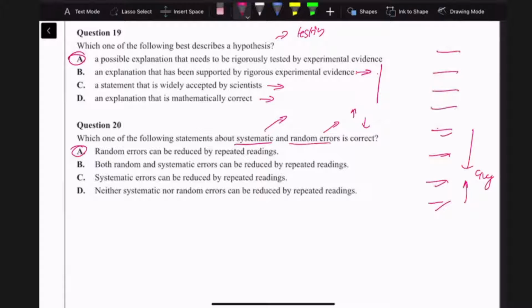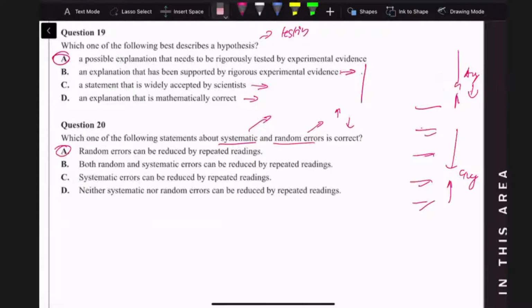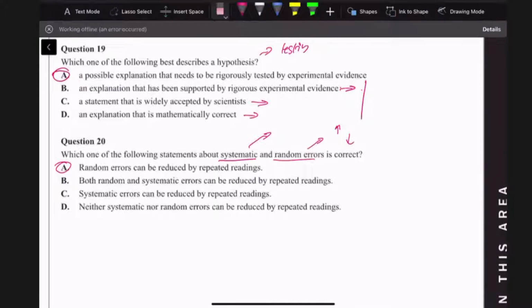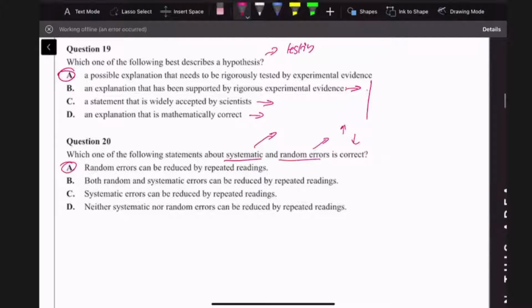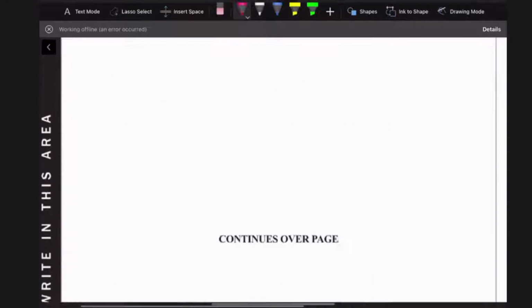Whereas with random errors, say only this one had an error. So if we get the average of this, the averaged value will be less affected by the error because it's included the readings that haven't been affected. So systematic errors, yeah, C is wrong for the same reason as B, and neither can be repeated. No, that's not true, because random errors can be reduced by repeated readings. So that was multiple choice.